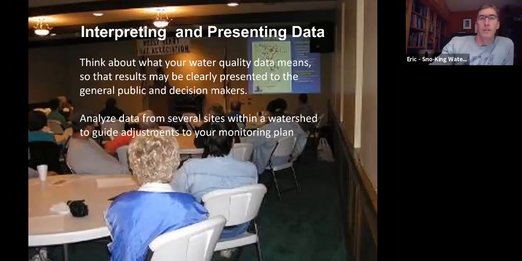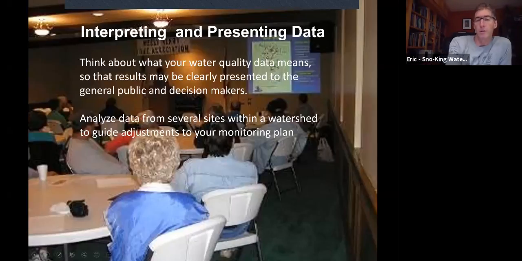Or you may find that there's a high level, like for instance, with the Thornton Creek example, they looked at multiple sites within the watershed. They were trying to pinpoint a source. And so they used that to find their source. And they zeroed in after monitoring multiple sites to monitoring in a particular area closer to where they were finding the high levels.